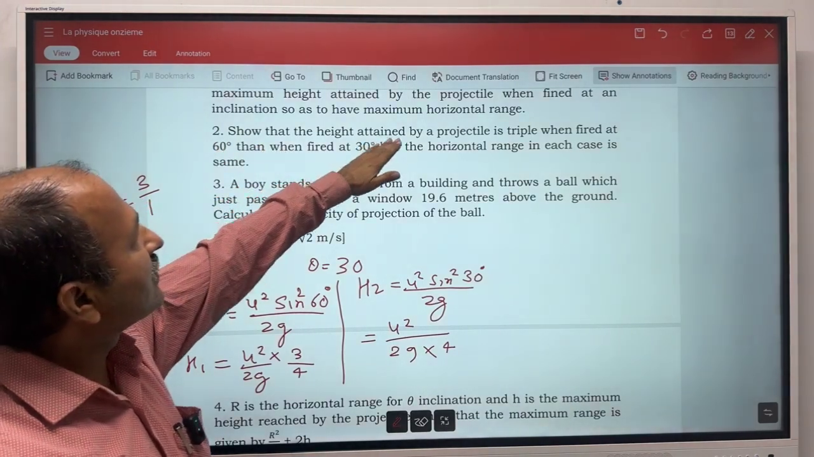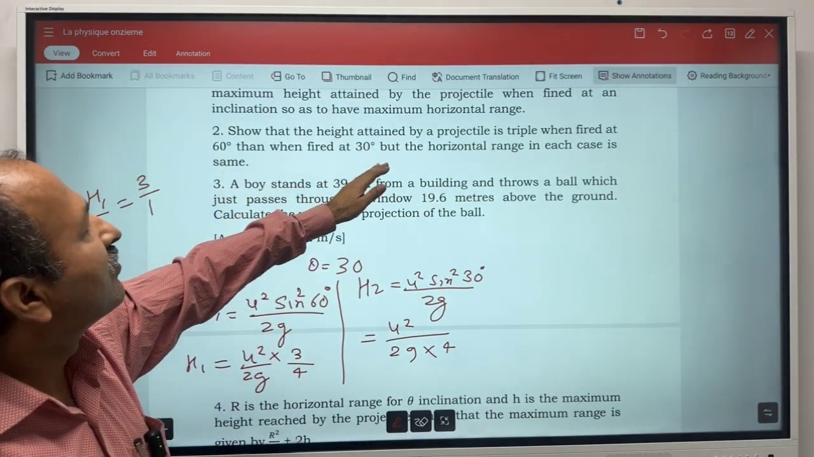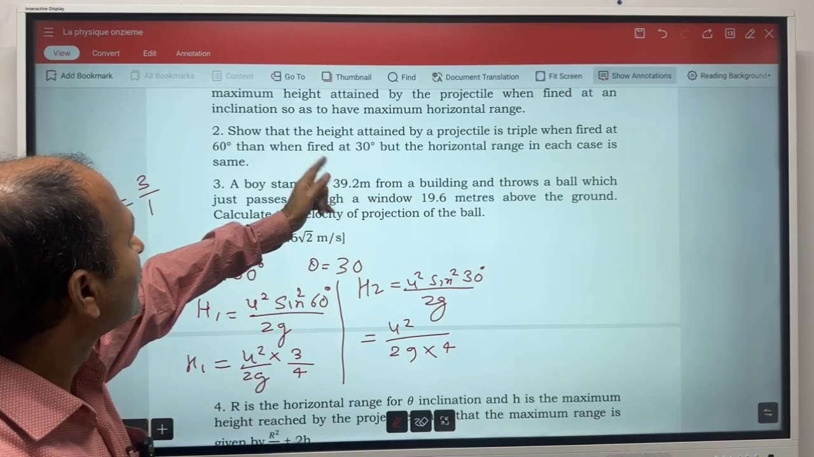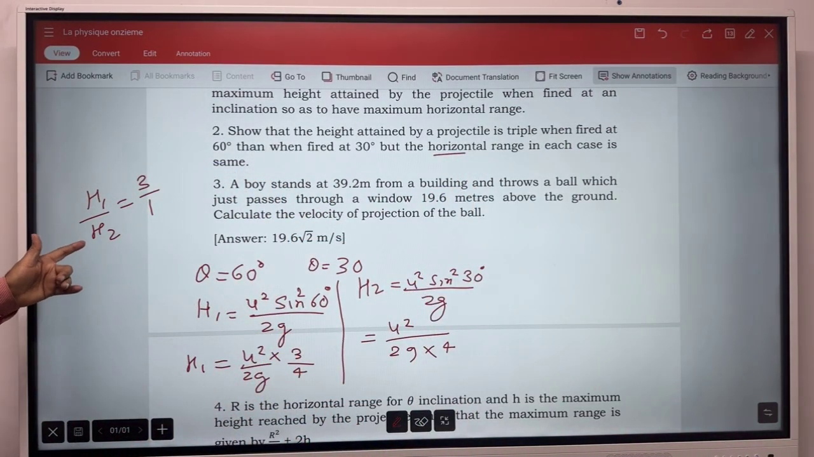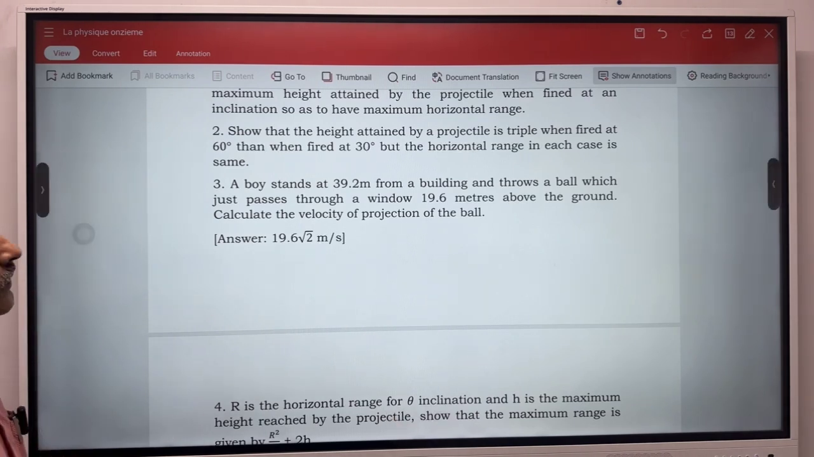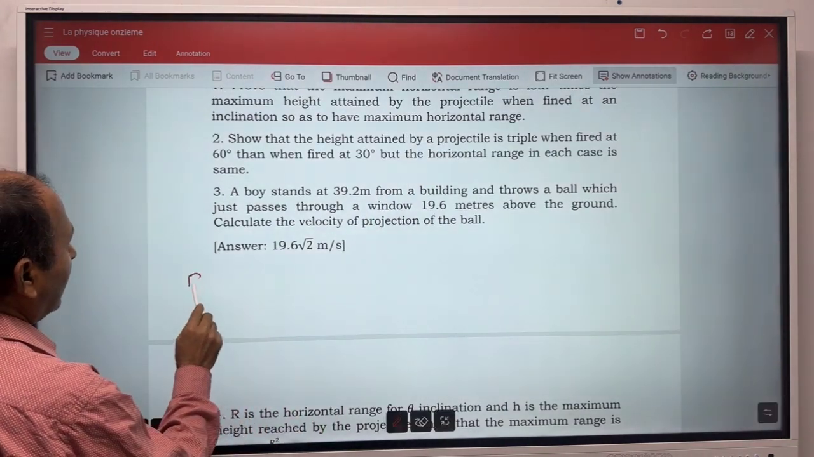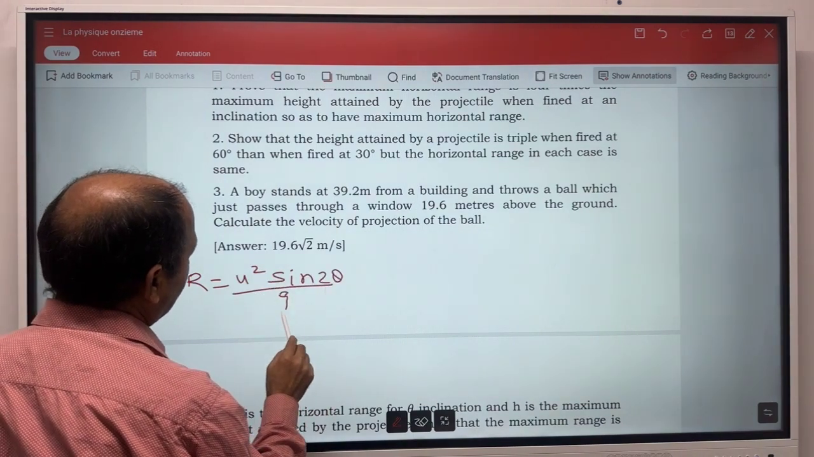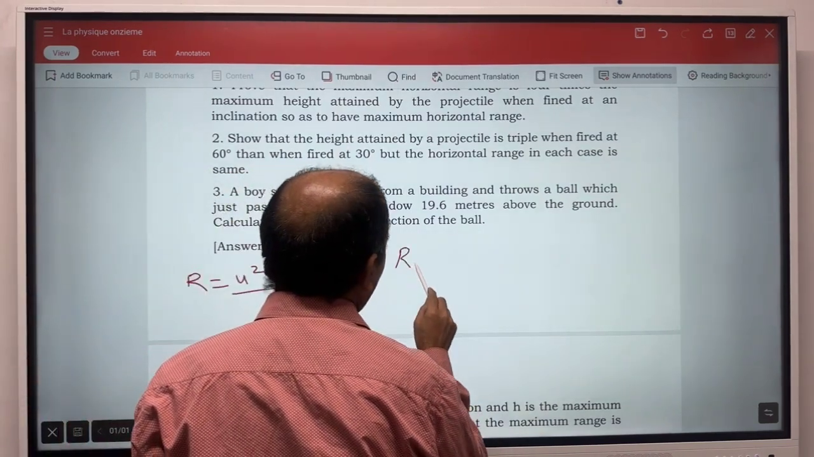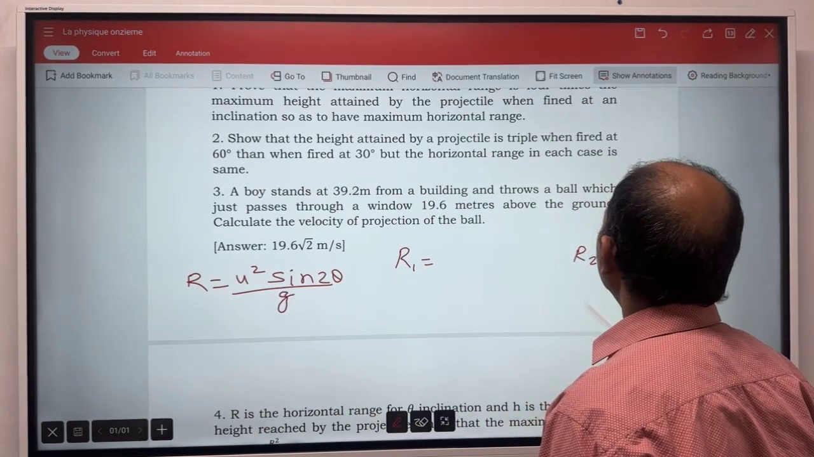Question says, show that the height attained by a projectile is triple when fired at 60 degree than when fired at 30 degree, but the horizontal range remains in each case same. So horizontal range we are going to decide. But the first part, h1 upon h2 equal to 3 by 1, is proved. Now horizontal range R is given by R equal to u square sine 2 theta upon g. So let's find R1 when theta is 60 degree and R2 when theta equal to 30 degree.